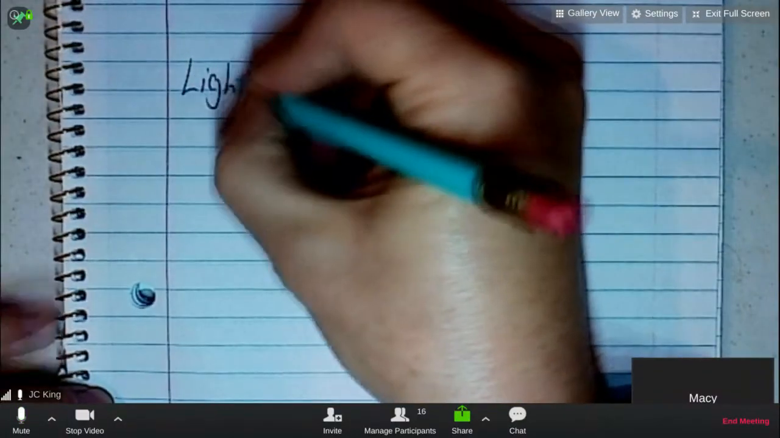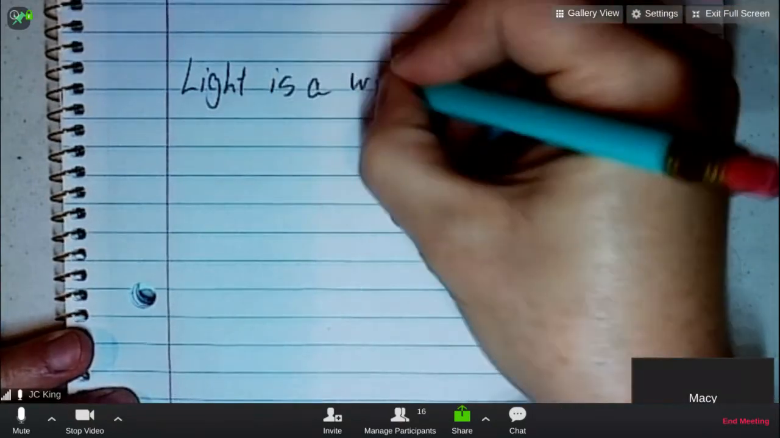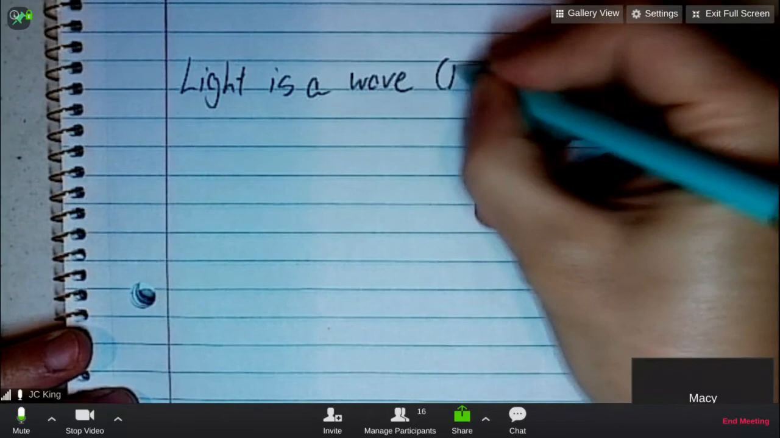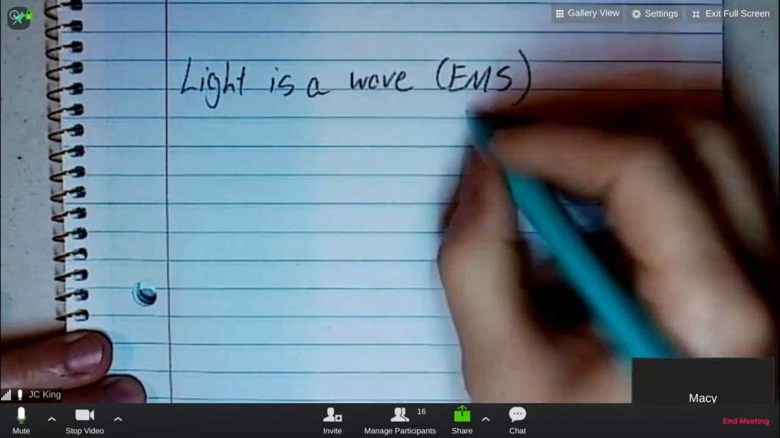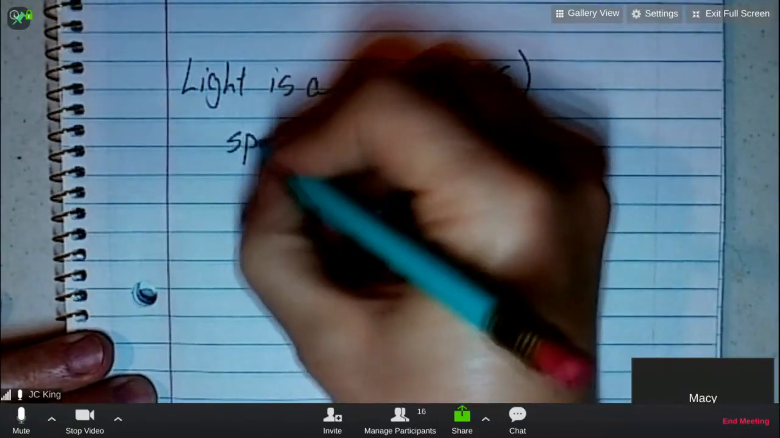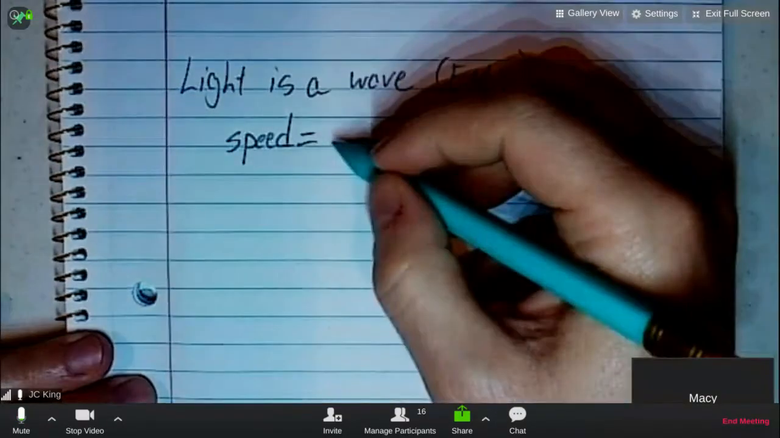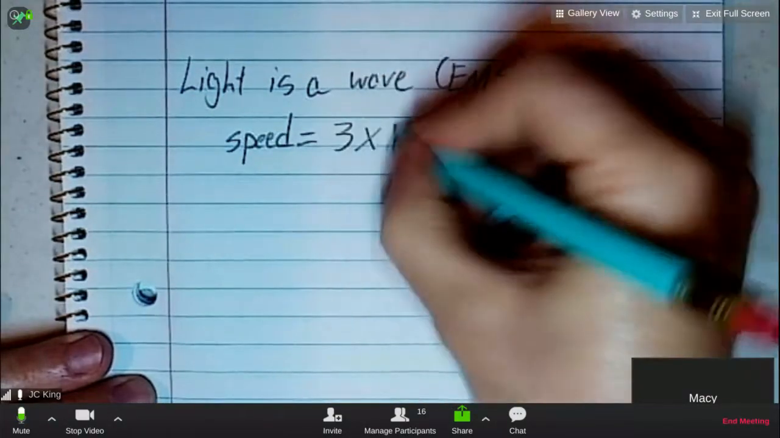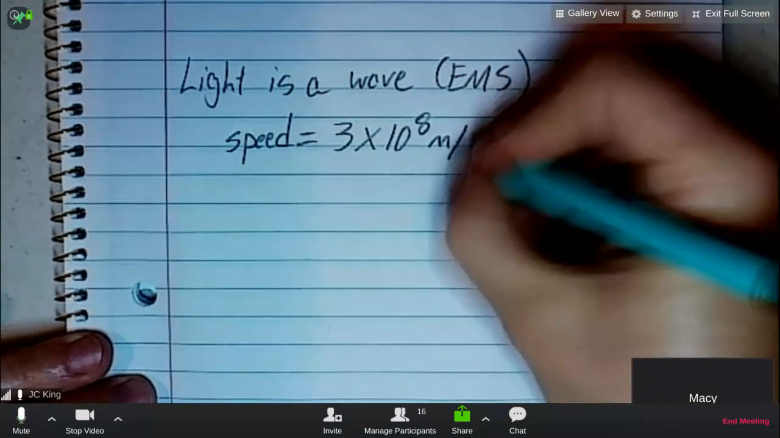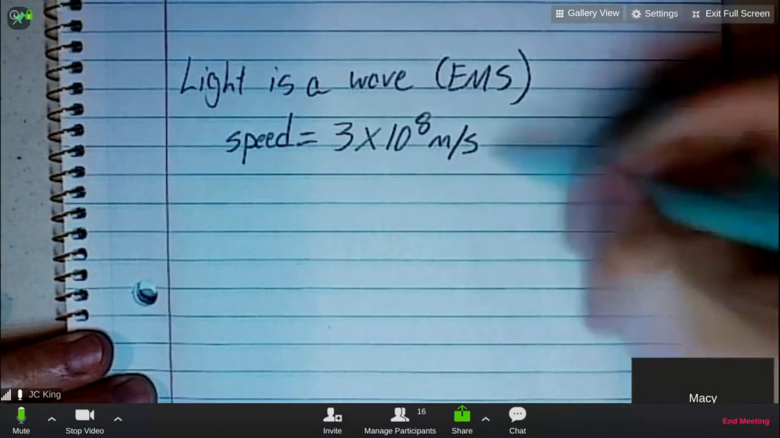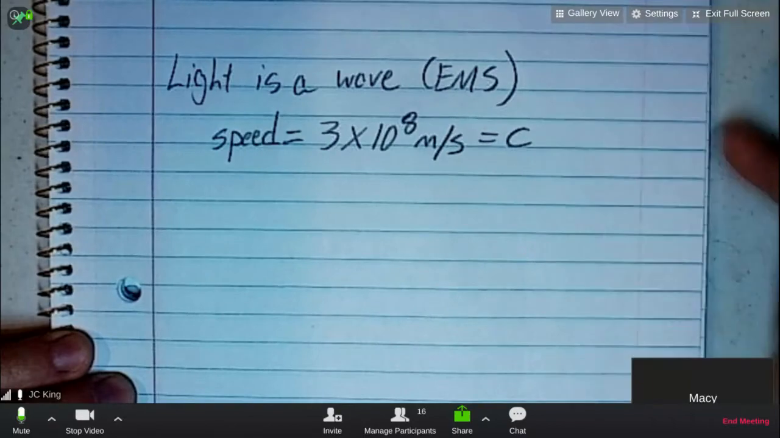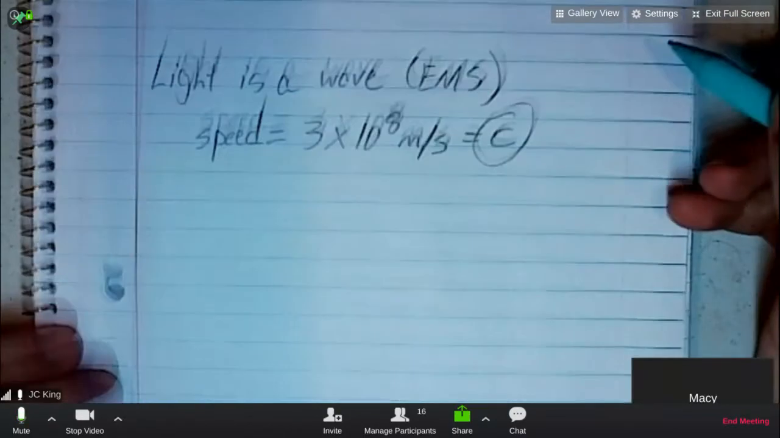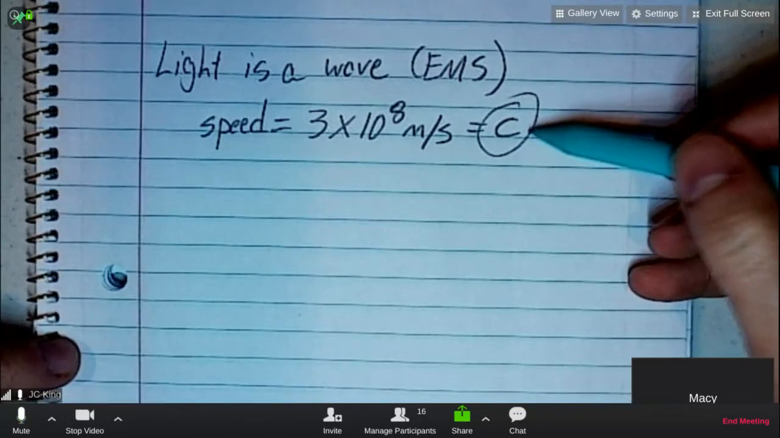Since light is a wave, and since it's part of the electromagnetic spectrum, or EMS, that means that it travels at a certain speed. And all parts of the EMS have the same speed, and that is 3 times 10 to the 8th meters per second. Okay, this is a constant, and we refer to the speed of light as c. So anytime you see c in one of these equations, that's the speed of the light.